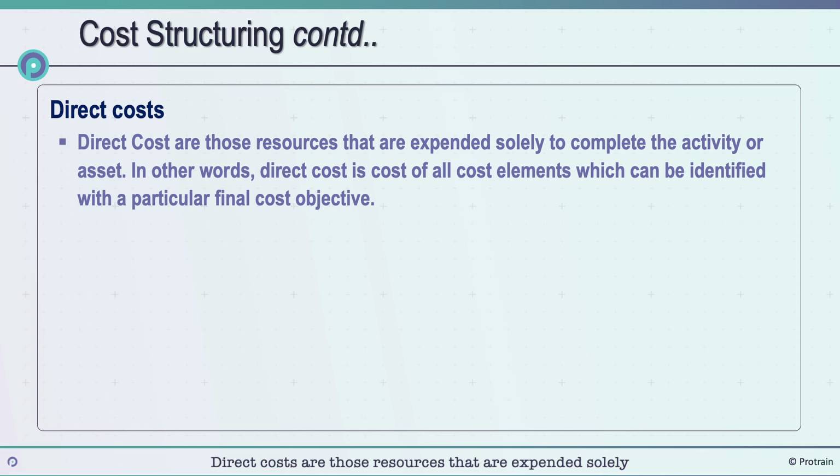Direct costs are those resources that are expended solely to complete the activity or asset. In other words, direct cost is the cost of all cost elements which can be identified with a particular final cost objective. For example, the direct cost of a foundation shall include excavation for the footings, the forms, if not reusable, the concrete, and the labor to place and finish the concrete.